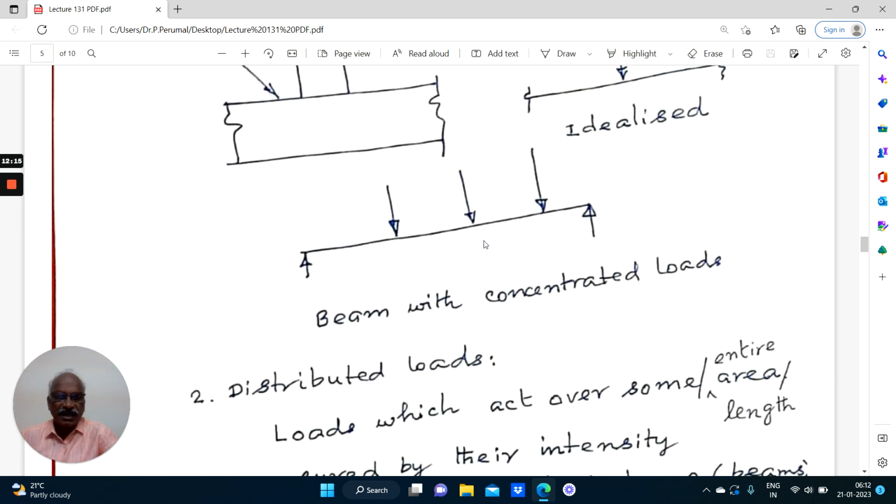See, in the analysis and design of structures, we make so many assumptions to simplify our analysis, to seek the solution for a particular problem. Every topic will start with some assumptions, right? So this is a beam with some concentrated loads.